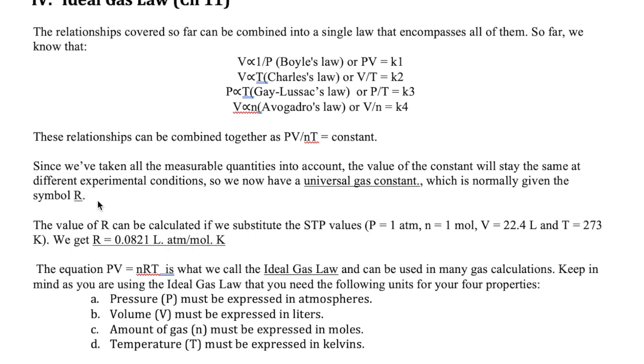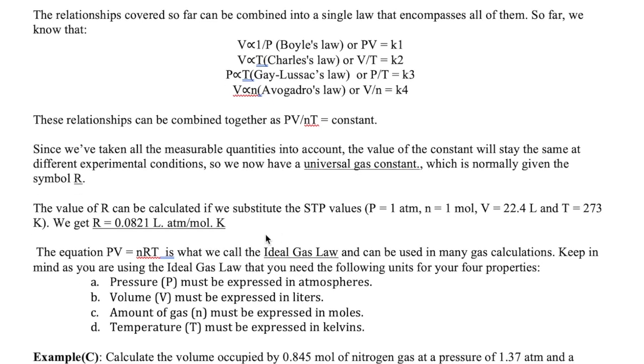The ideal gas equation can be written as PV over NT equals R, or more commonly, you will see the equation written as PV equals nRT, and this is called the ideal gas law. Keep in mind that if you're using the ideal gas equation, or anytime you use R in your calculation, you must use specific units for P, V, T, and N. Pressure must be expressed in atmospheres, volume must be in liters, the unit of T must be in Kelvin, and N is in moles.